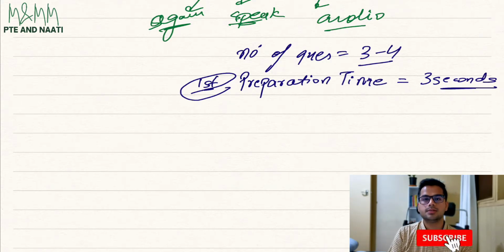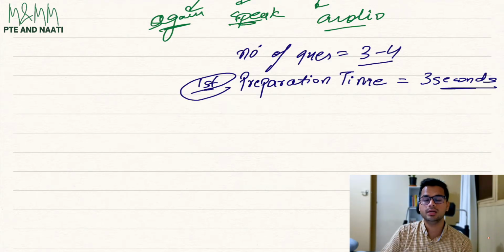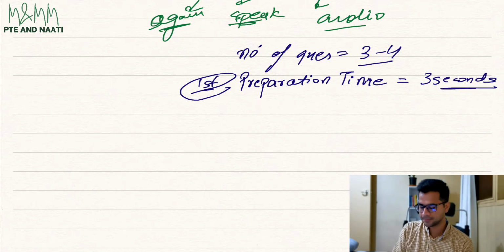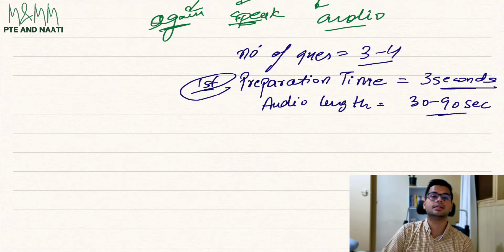So my point is, the moment that computer screen comes in front of you, they will not ask you to speak your answer straight away. They give you 3 seconds, 3, 2, 1, and then they start playing the audio. So in that time, you can just be mentally prepared that after 3 seconds, an audio is about to be played. Once that preparation time is over, that is when the audio starts to play, and that audio is going to be anywhere between 30 to 90 seconds.